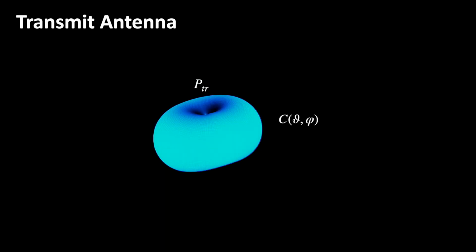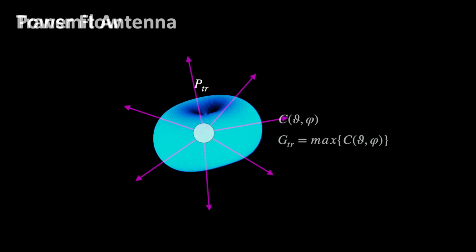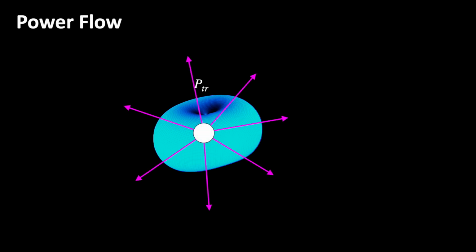We are feeding the power P_TR to a transmit antenna, which is radiating according to its characteristic C, depending on the azimuth and the elevation angle. Its main lobe gain, G_TR, is given in relation to the so-called isotropic antenna, which is a theoretical reference that does not exist in reality. Now we are going to a distance r, where we can neglect the near field of the antenna.